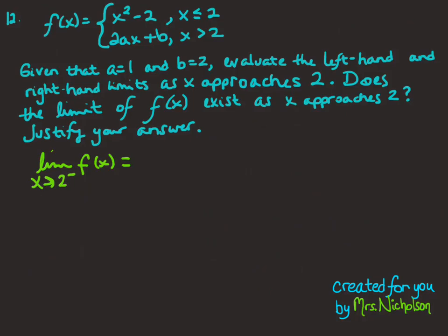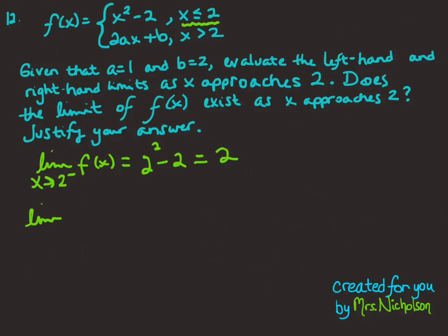Now here I need to make a choice. I've got two pieces. If I'm approaching 2 from the left, that means I'm approaching where x is less than 2. And so I need to plug 2 into my first piece here. When you do this on the test, I'd like you to show this step where you're plugging in, so that I know you're using the first piece. And let's see, 2 squared minus 2 is equal to 2.